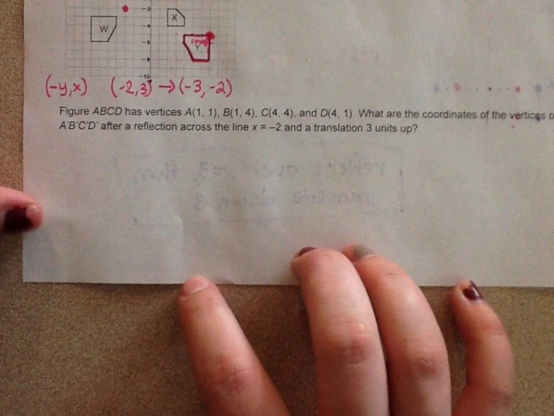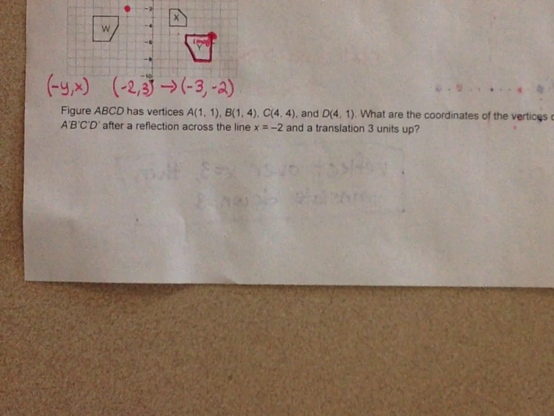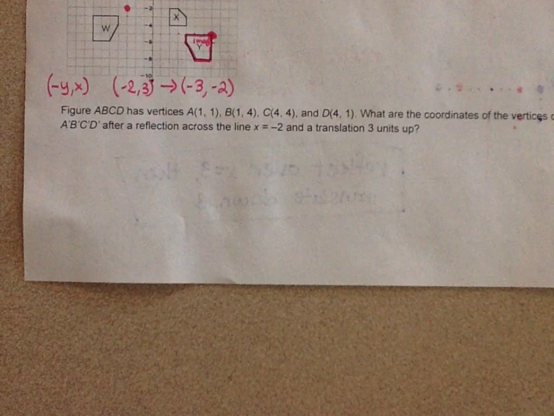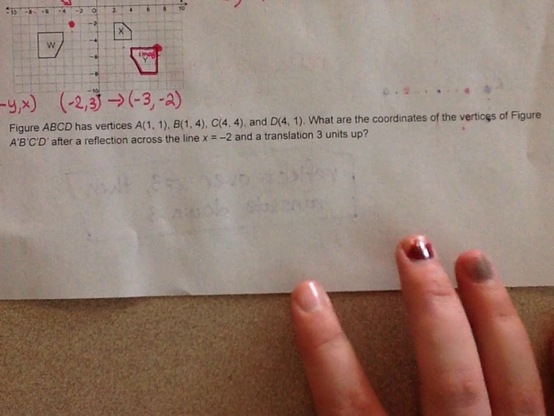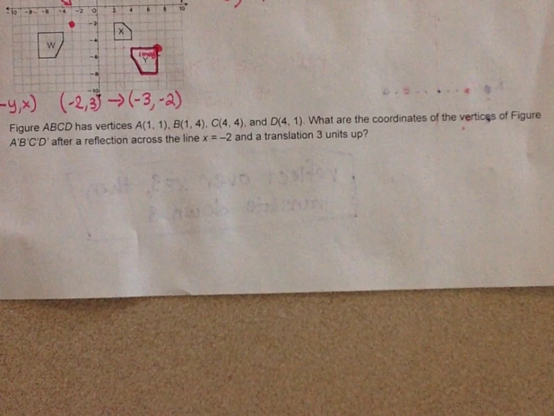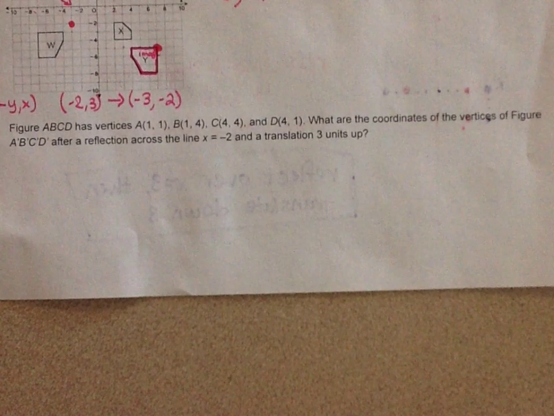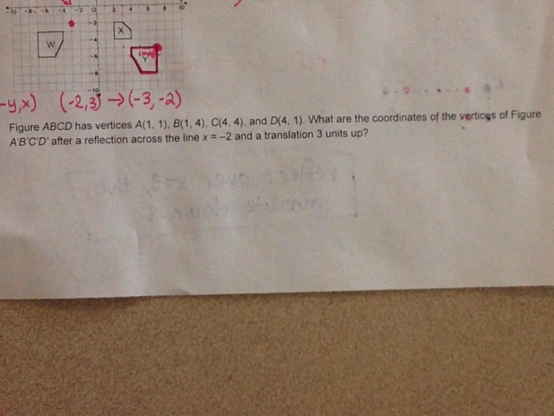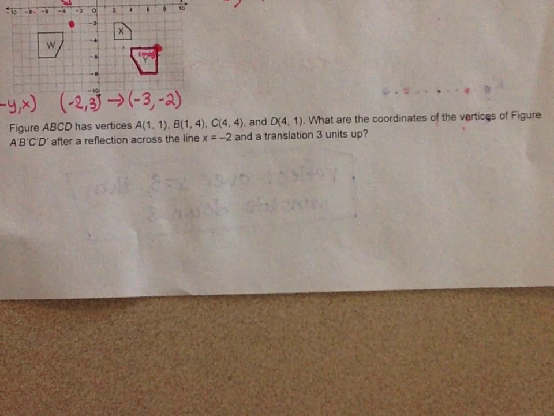All right. Last one: figure ABCD has vertices A(1, 1), B(1, 4), C(4, 4), and D(4, 1). What are the coordinates of the vertices of figure A prime, B prime, C prime, D prime after a reflection across the line x equals -2 and a translation of 3 units up?